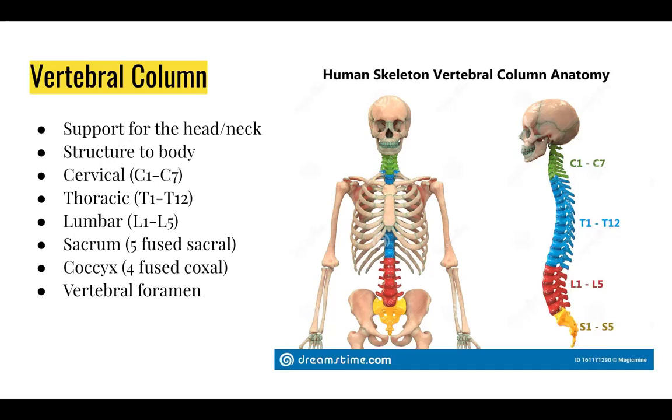The thoracic vertebrae, you have 12 of them, and they all connect to ribs. So not sure if you can see it in this image, but they provide support for your thorax, which is why they're called thoracic. So pretty straightforward for that.